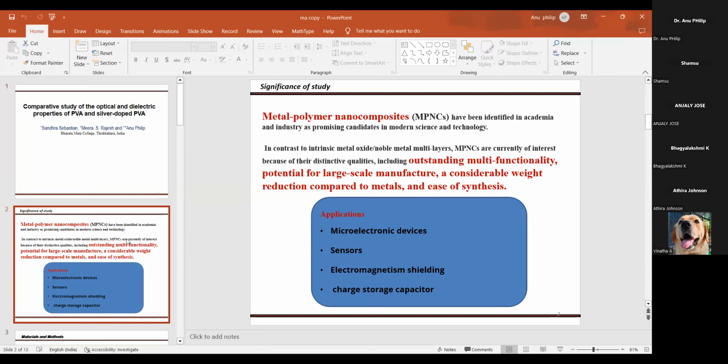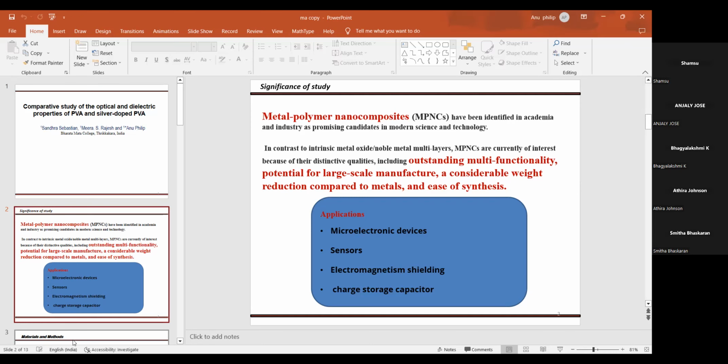Metal polymer nanocomposites have been identified in academia and industry as a promising candidate in modern science and technology. In contrast to the intrinsic metal oxide or noble metal multilayer, metal polymer nanocomposites are currently of interest because of their distinctive qualities like outstanding multifunctionality, potential for large-scale manufacturing, a considerable weight reduction compared to metal, and ease of synthesis. Polymer nanocomposites demonstrate superior qualities to pure PVA because they do not require any modification to the processing of polymers. The combination of organic and inorganic material properties that metal polymer nanocomposites exhibit makes them appropriate innovative materials for various applications like microelectronic devices, sensors, electromagnetic shielding, and charge storage capacitors.